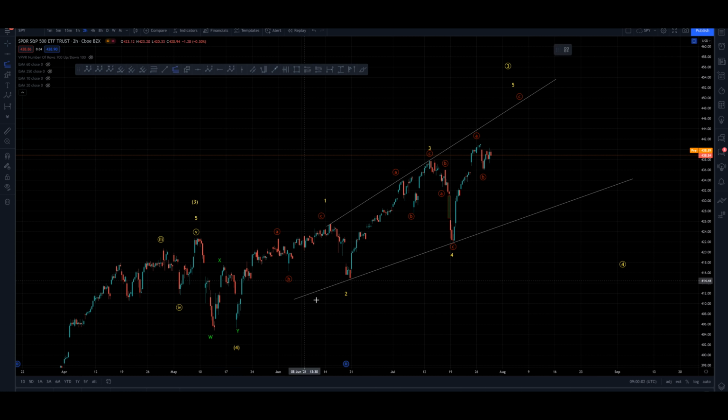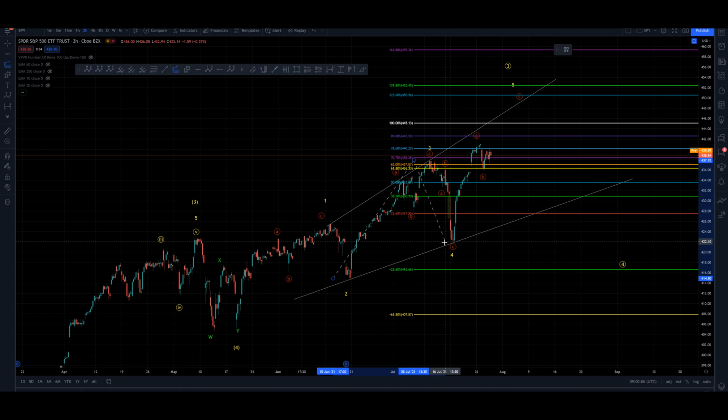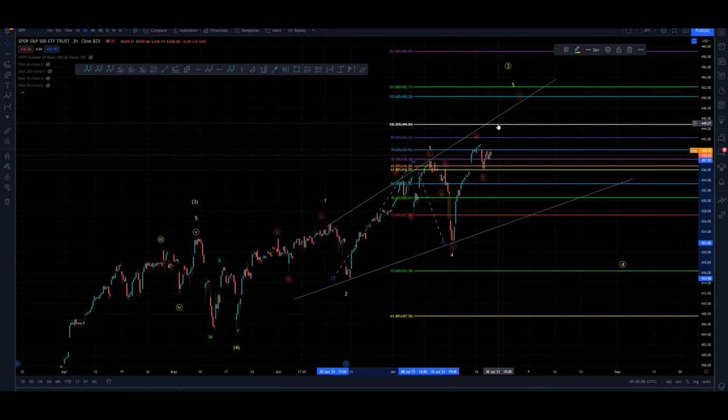So if we set a target here and we take the length of the 3 and we project it from the 4 to find the 5, here's the 100%.